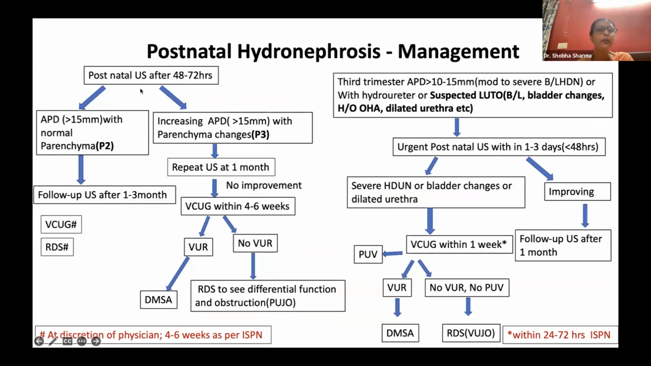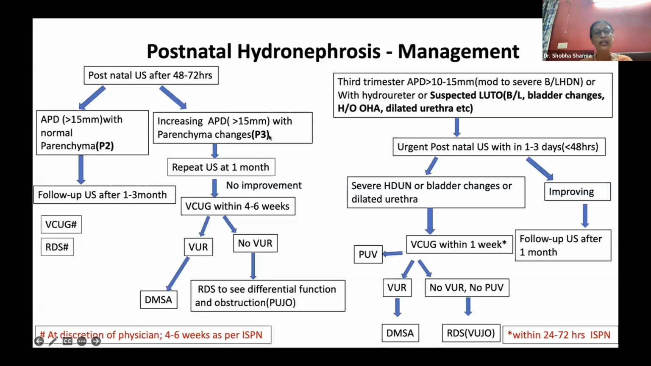So let us see, if the postnatal ultrasound is done at 48 to 72 hours, and they have divided with APD diameter more than 15 millimeters with normal parenchyma, that is P2 classification. There they have suggested follow-up ultrasound at 1 to 3 months, and VCUG and RDS to the discretion of the physician. Here it is almost similar to the ISPN, where actually they have suggested in all the moderate to severe hydronephrosis, which is SFU grade 3 and 4, that VCUG and RDS has to be done in all the cases. VCUG at 4 to 6 weeks, and RDS also. If VCUG does not show any VUR, then RDS is to be followed at 4 to 6 weeks of life. So it is slightly different from our ISPN guideline.